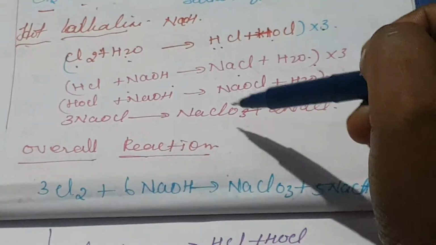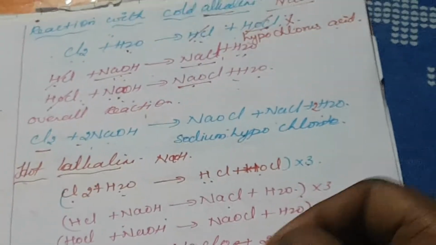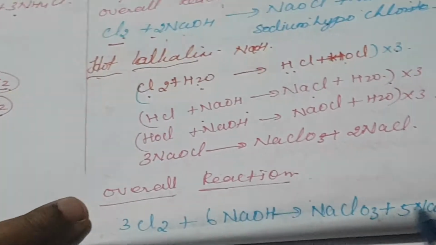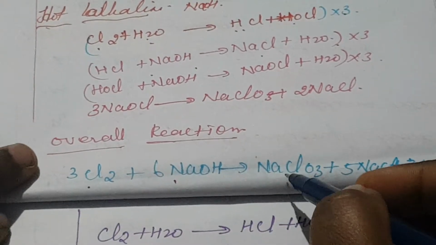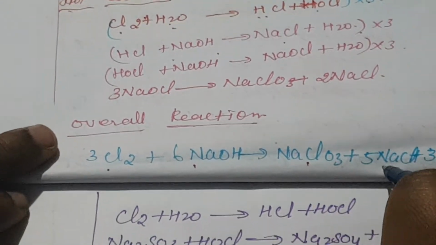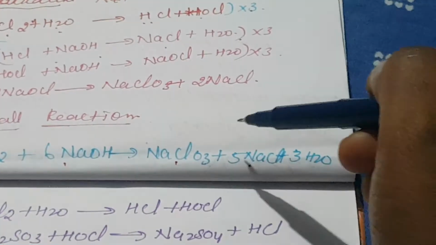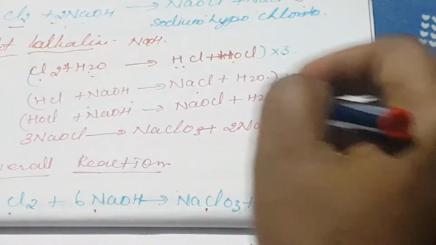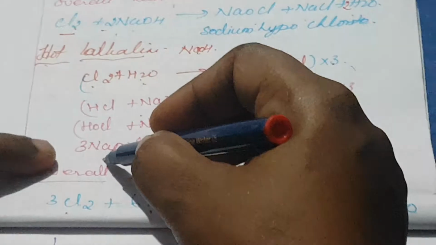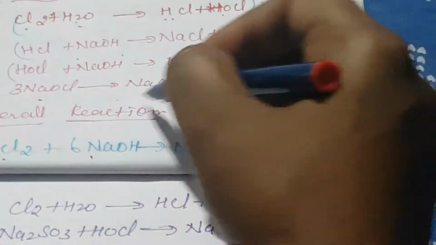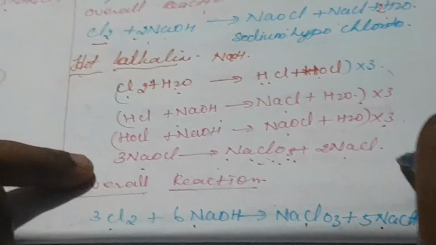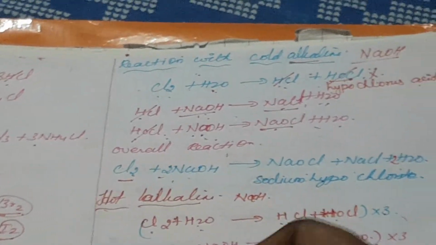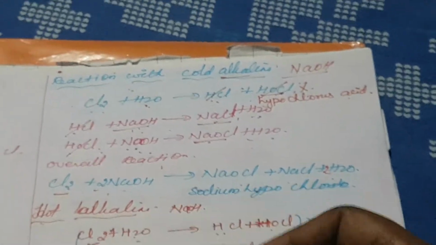So what will the overall equation be? Here 3 molecules of the last equation also: 3Cl2, 6 NaOH, NaClO3, 5 NaCl. Here we are adding NaClO3. The remaining three equations are the same. In the last one, sodium hypochlorite dissociates into sodium chloride and NaClO3. So here 3 molecules of chlorine.